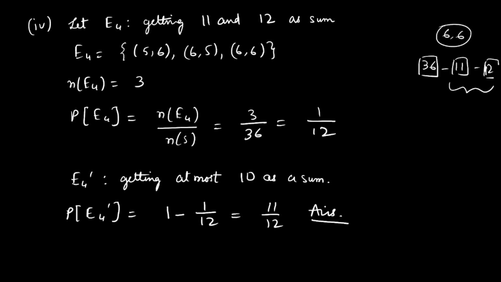So if we find the probability of getting at most 10 as a sum by considering an event E4 of getting 10 as a sum and then following that process, it will be lengthier as well as cumbersome. So I prefer using this process.